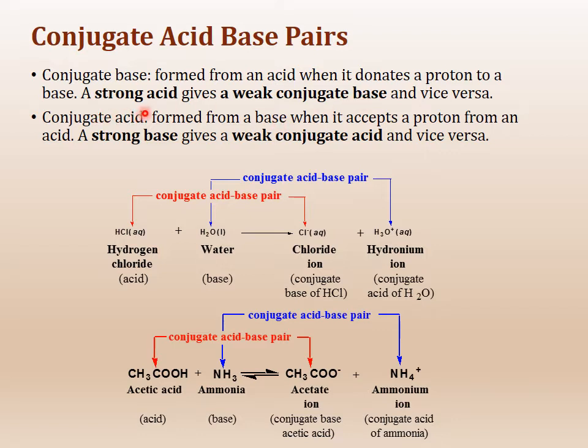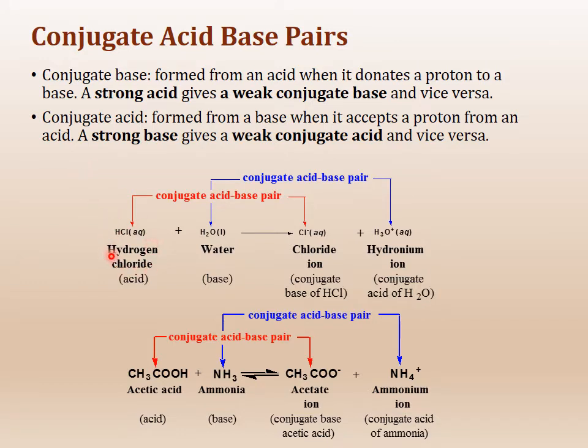So a strong acid will give a weak conjugate base. A weak acid will give a strong conjugate base. A strong base will give a weak conjugate acid. A weak base will give a strong conjugate acid. Okay, and that's how it occurs. And this is the rule, this is how it happens.